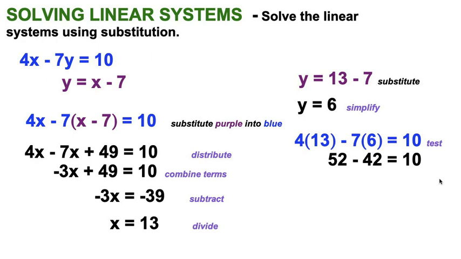I've got 4 13s. Hey, that's a deck of cards. That's 52, minus 7 times 6. 7 times 6 is 42, which is equal to 10. That checks out A-OK. So that's my solution, 13, 6.